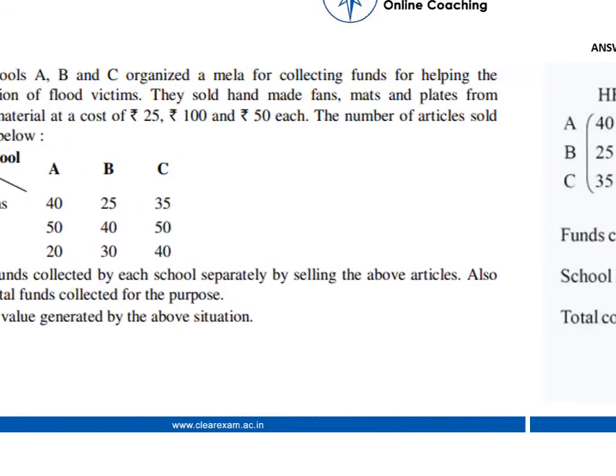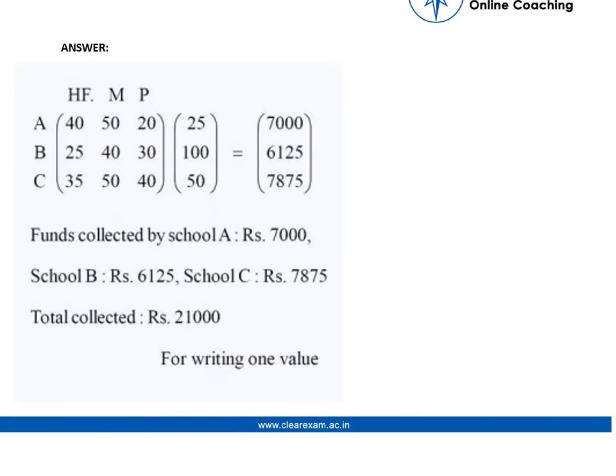So the number of articles here for the handmade fans are 40, 25 and 35 respectively. The number of mats sold for A, B, C schools are 50, 40 and 50 respectively, and the number of plates sold are 20, 30 and 40 respectively.